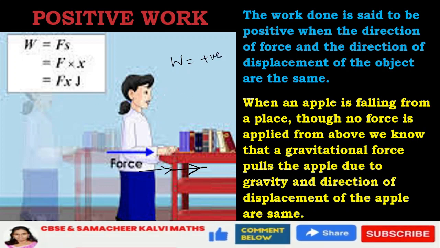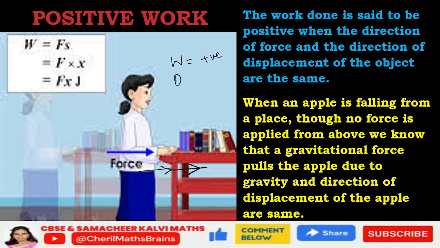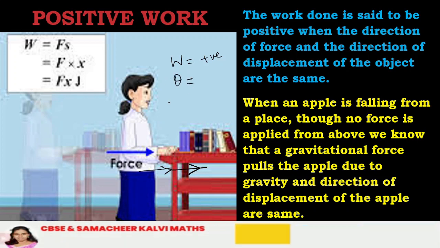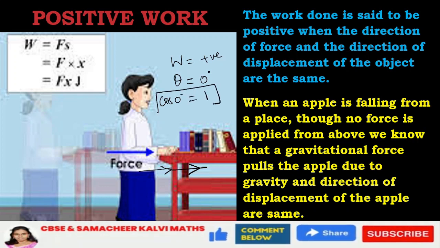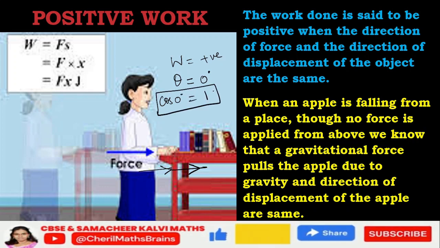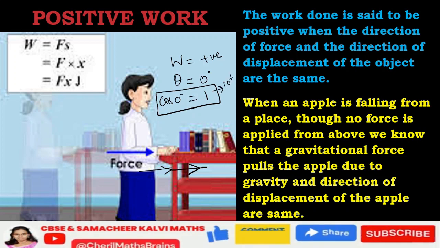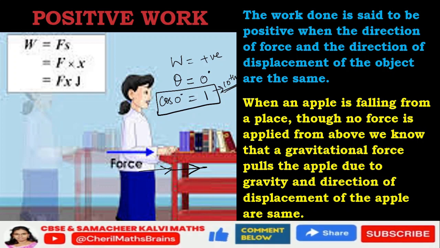Is it clear children? Here what is the angle? The previous case we saw about the angle. Here the angle is what? 0 degree. And you learn that cos 0 degree is going to be 1. Okay, cos 0 degree is 1. So all this you will learn in your 10th standard maths. Okay, in 10th standard maths you will be learning a chapter called trigonometry. So in that you will be learning all this.